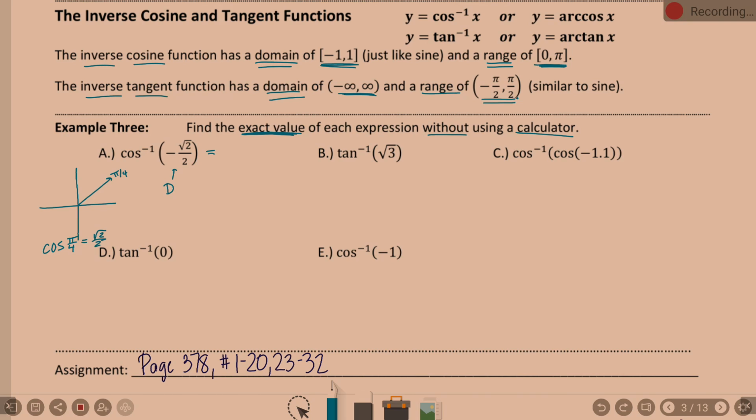I have to disagree. Now, negative pi over 4 would have worked great for sine inverse. But where is negative pi over 4 on the graph? It is in quadrant 4. I'm getting ready to erase that. What quadrants am I supposed to be in?